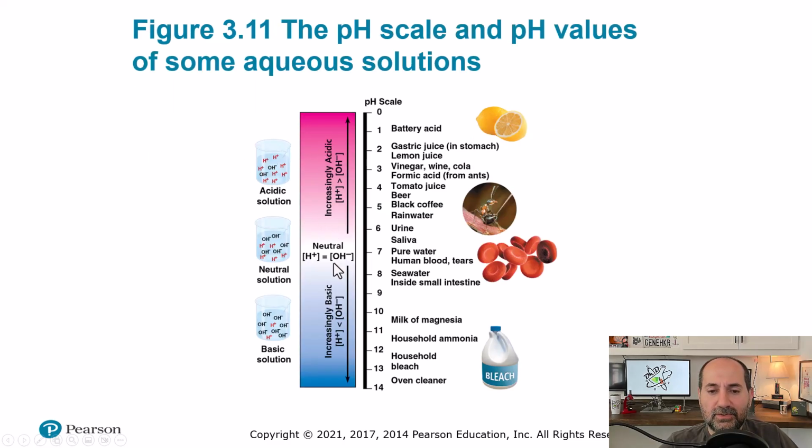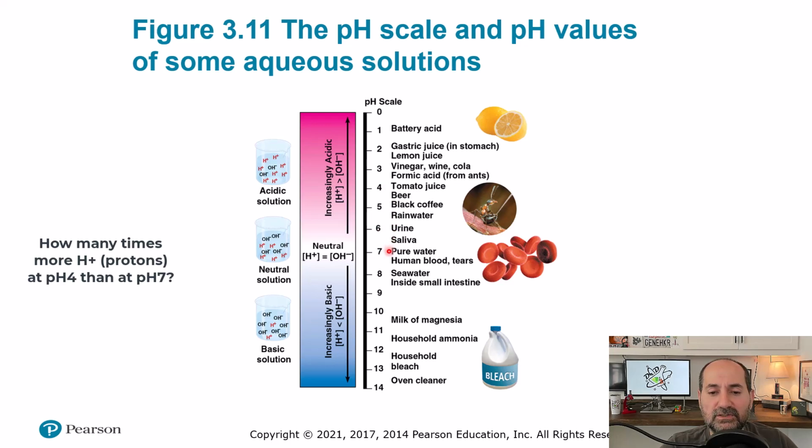Okay, and did you remember the other thing I needed you to know? How the pH scale works? What I might ask you on the exam is something like this. At pH 4, for instance, you have how many times more proton concentration than an equal volume solution at pH 7? Well, let's think about this.